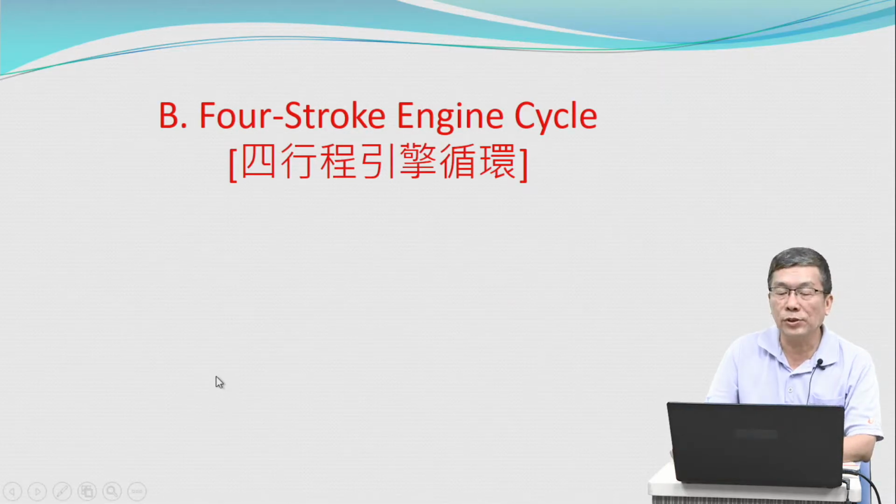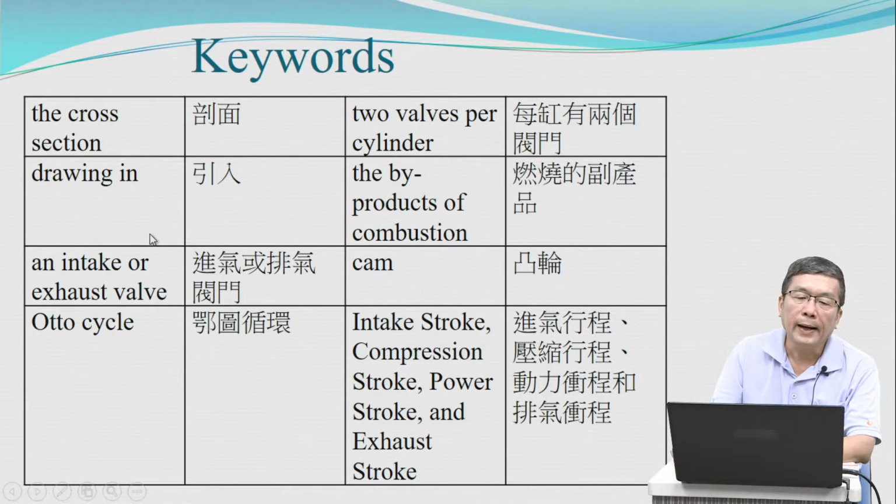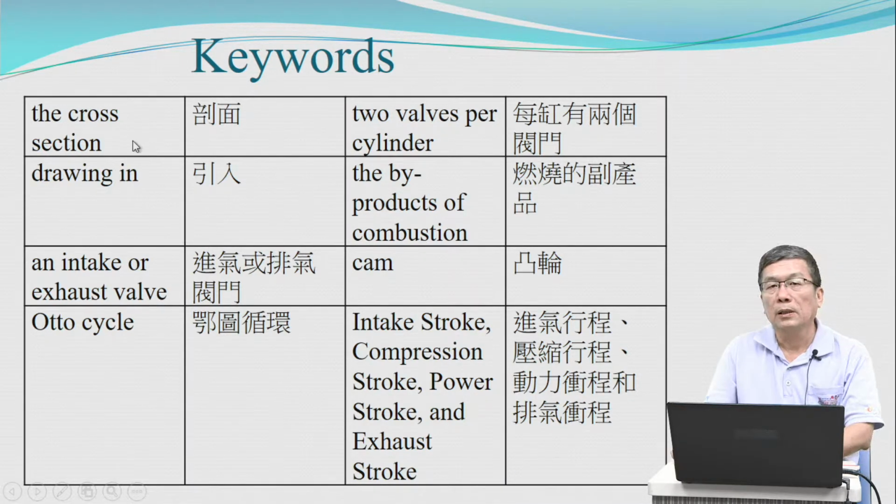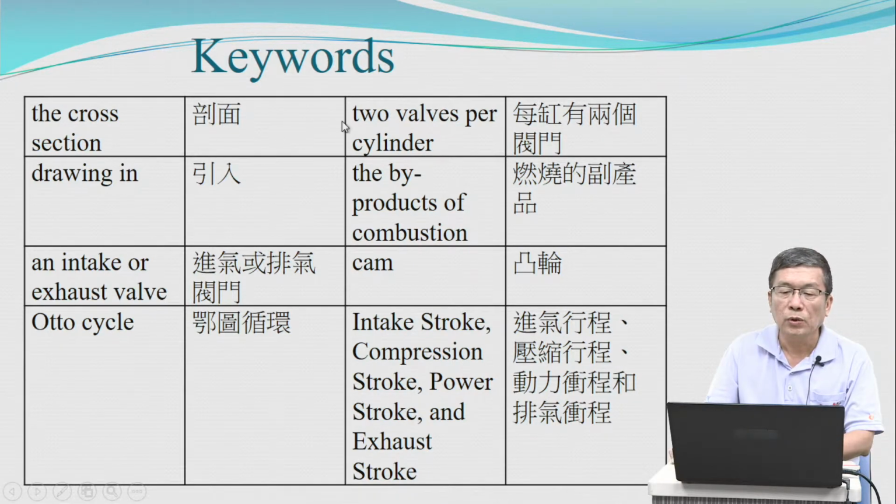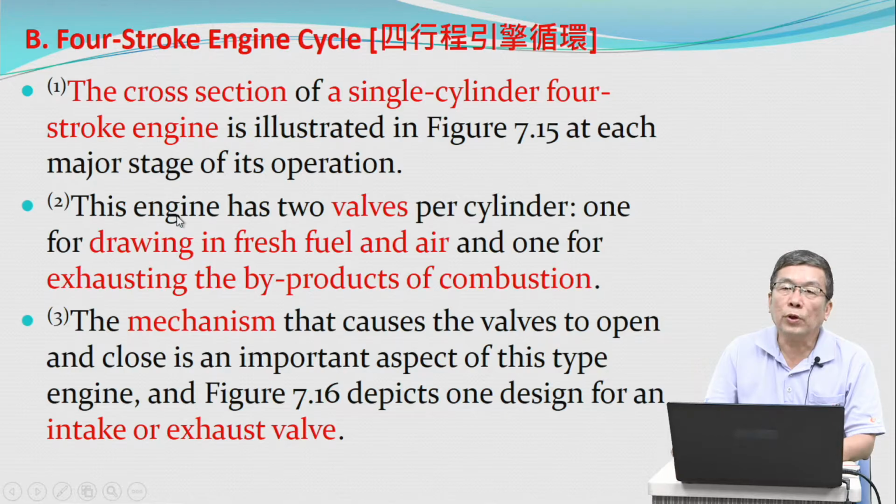4-stroke engine cycle. The keywords: the cross-section, 2 valves per cylinder, draw-in, the byproducts of combustion, an intake or exhaust valve, cam, Otto cycle, intake stroke, compression stroke, power stroke, and exhaust stroke. Four-stroke engine cycle.